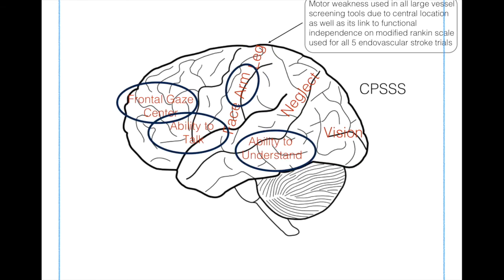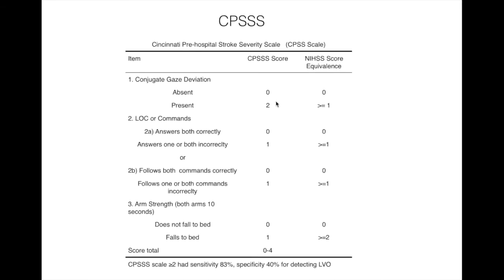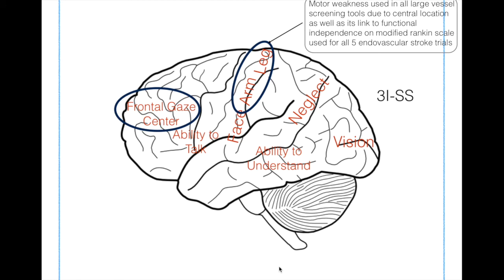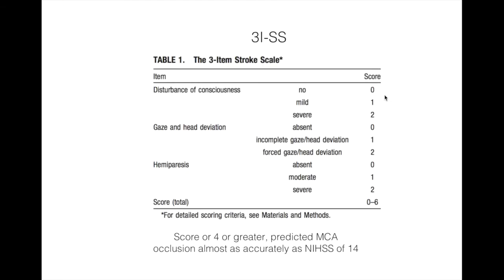Hemiparesis, same problems. Cincinnati Pre-Hospital Stroke Severity Scale, similar. They neglect, and don't test vision. But same with the other ones. Scoring as well. And only 40% specific. The 3 items stroke scale, similar. Neglects lots of the aphasia, the neglect, the vision. Again, still makes you calculate scores.